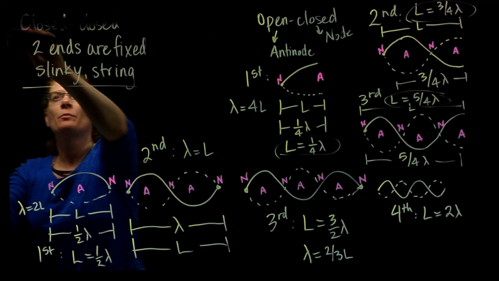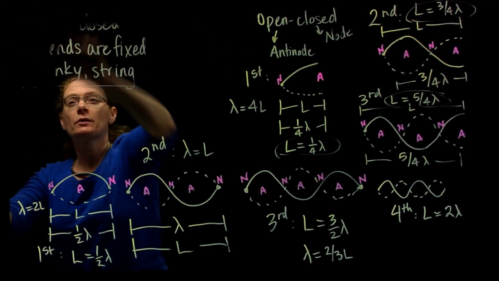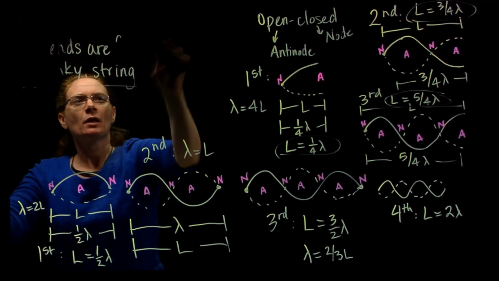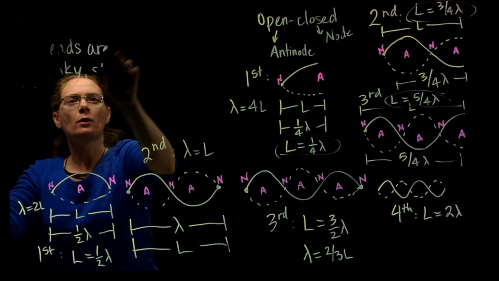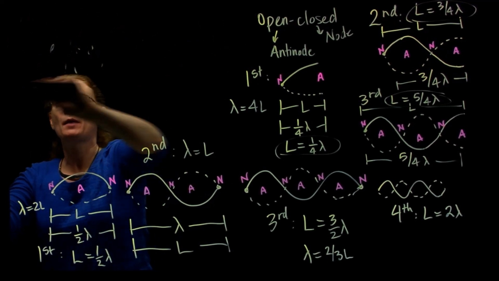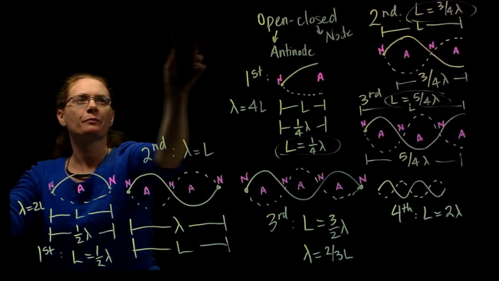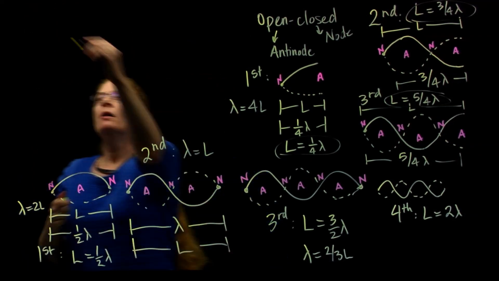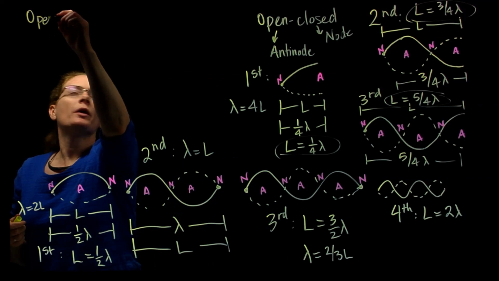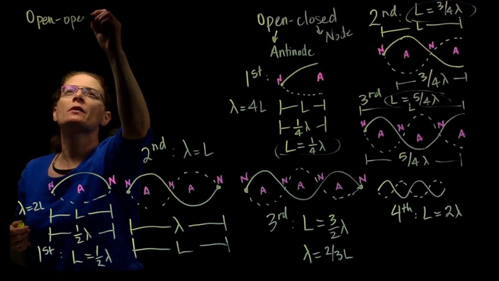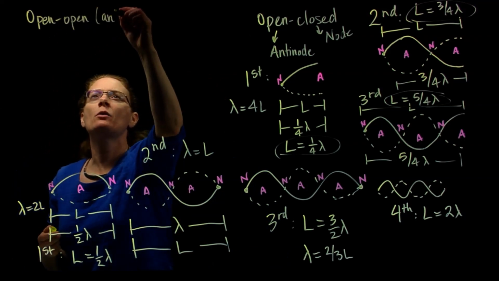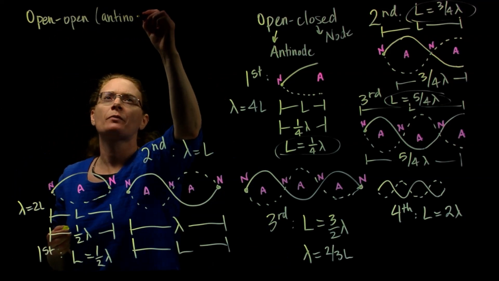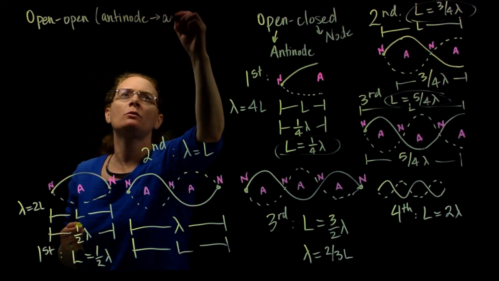And sometimes you can have whistles that are open on both sides. So open-open. A lot of organ pipes are made open-open. So open-open, that's our third type. All right, so open-open. This means we need to go from an antinode to an antinode.